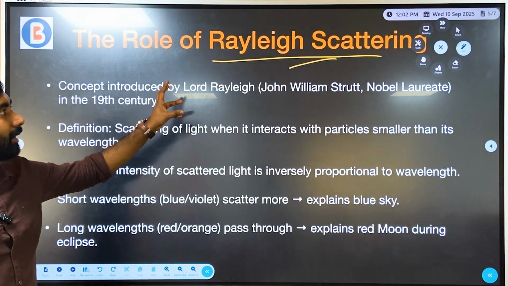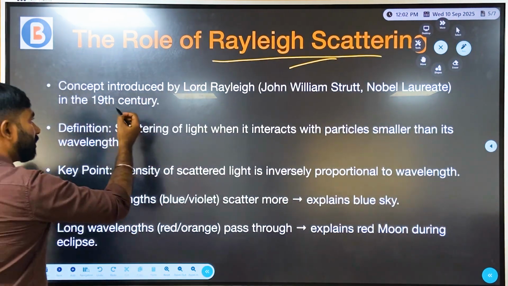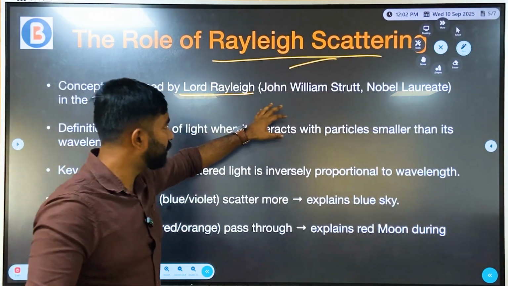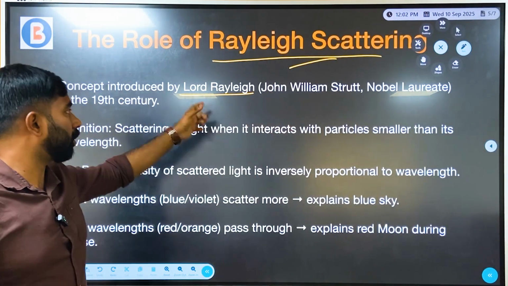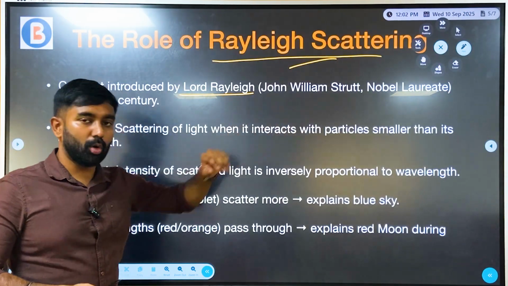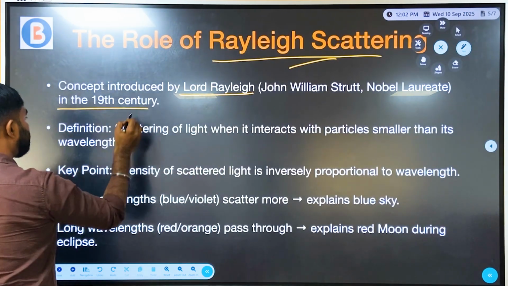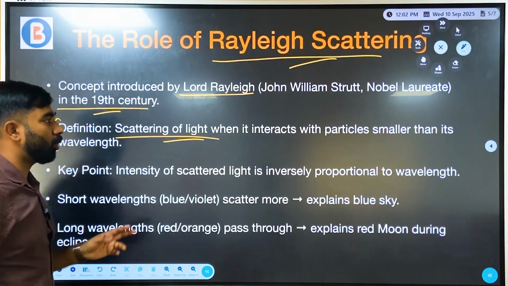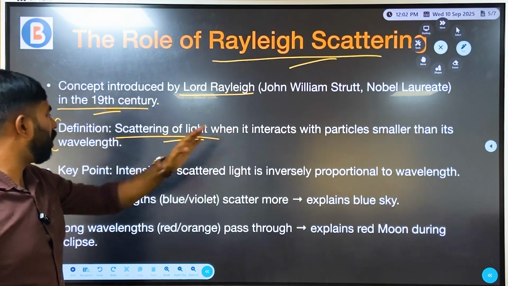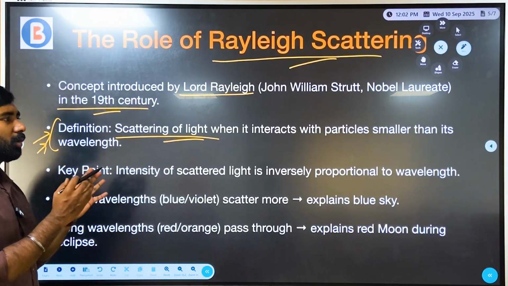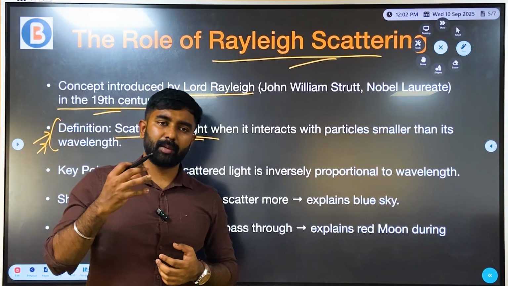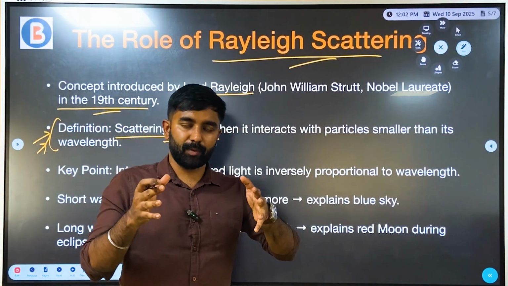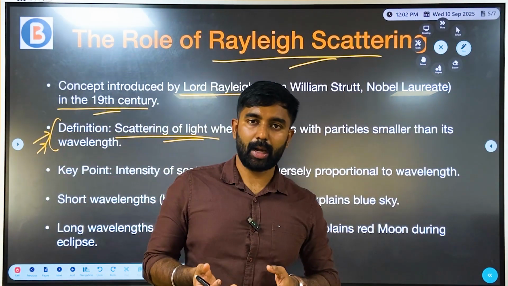So now let's understand what Rayleigh scattering is. It is a concept introduced by Lord Rayleigh. He was known as John William Strutt, but he was also called Rayleigh, and he was a Nobel laureate in the 19th century. So he gave the definition: scattering of light when it interacts with particles smaller than its wavelength, right? Of course, we will not go too much into detail, because ultimately, if you try to understand Rayleigh scattering as a phenomenon, it has various applications, right?